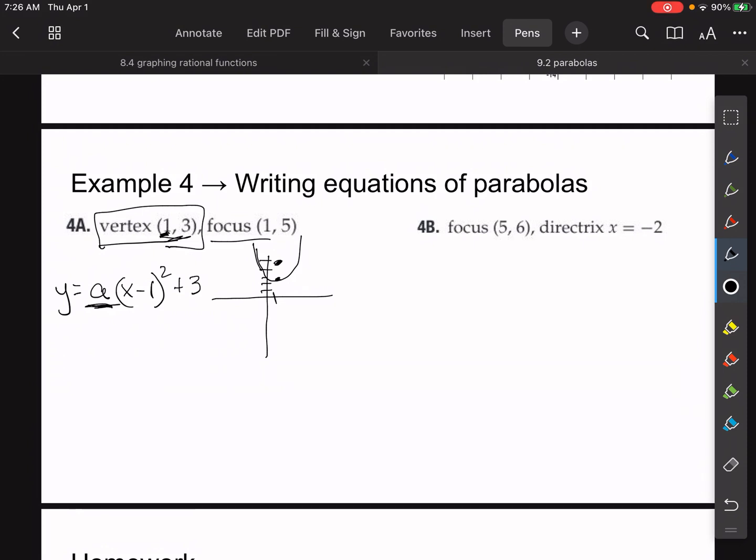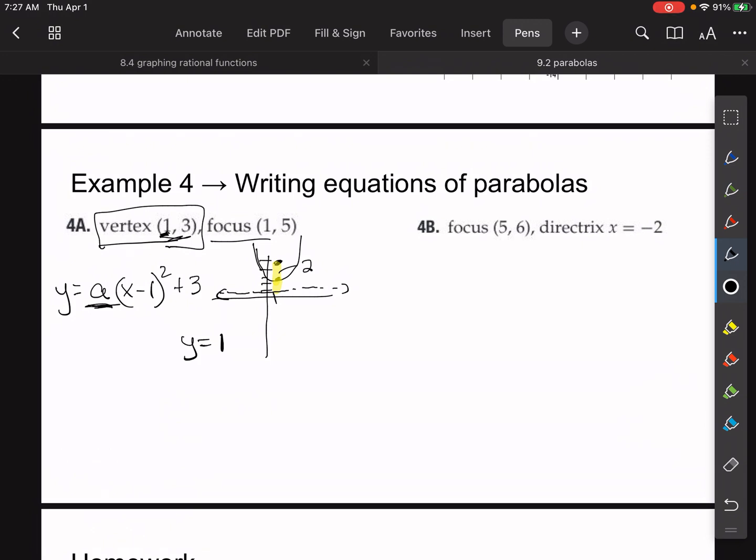Okay, so here's one of the pieces that's important. I know that since this focus distance here is 2, by definition, the distance to the directrix on the other side of that focus should also be a distance of 2. So where that happens is this line right here, which is going to be y equals 1. So at y equals 1, we have the directrix. So now I've just found the equation for my directrix.